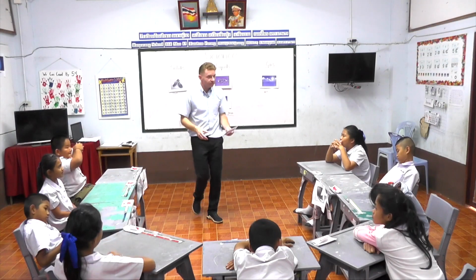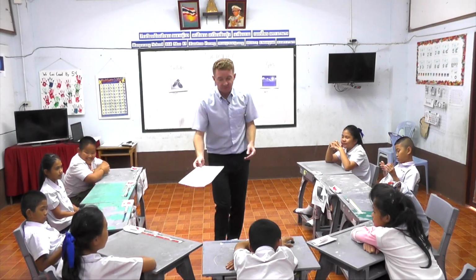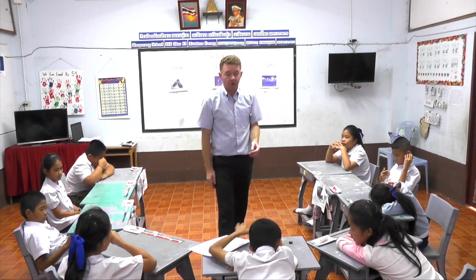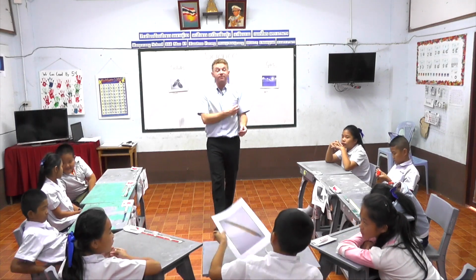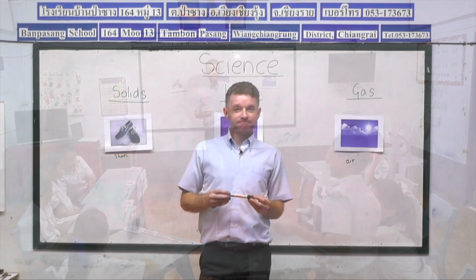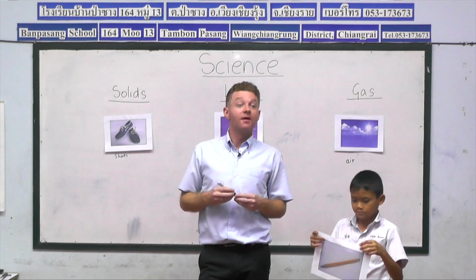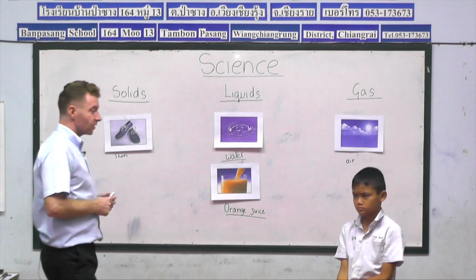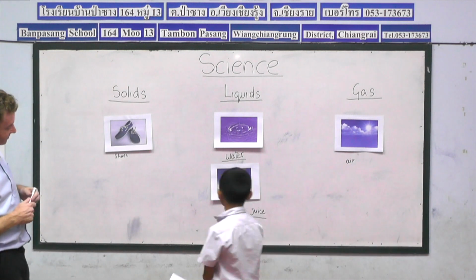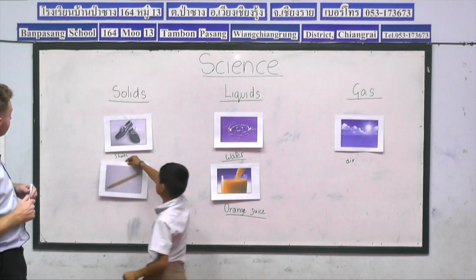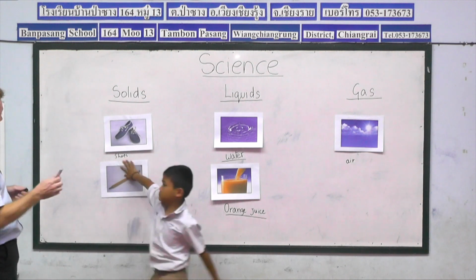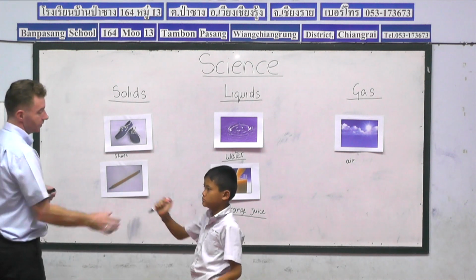Now for our next student. And it's the turn of Chu. So Chu, bring your flashcard forward to the front of class, please. So let's see what Chu has on his flashcard. What do you have, Chu? Pencil. So Chu, you can place your object in the correct category. Solids, yes. Okay, and now Chu can write the word pencil.